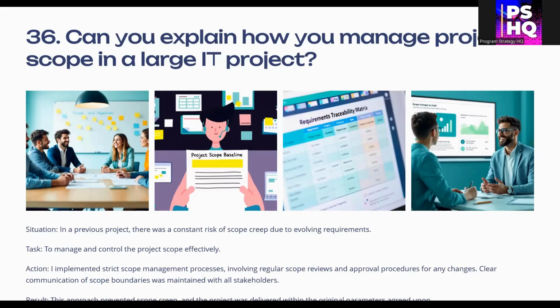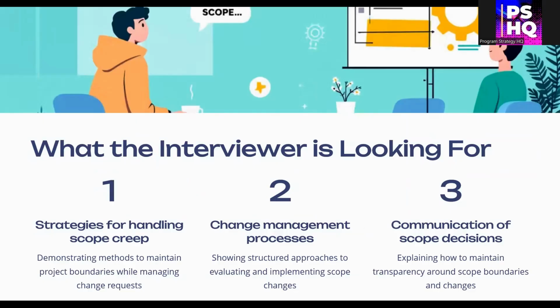So what the interviewer is looking for: strategies for handling scope. Explain how you track changes and prevent uncontrolled expansions. Change management process: describe approval workflows and governance structures. Communication of scope decisions: highlight how you ensure alignment among all stakeholders. Be sure to include keywords like scope baseline, change control process, requirement traceability, stakeholder alignment in agile scope management.